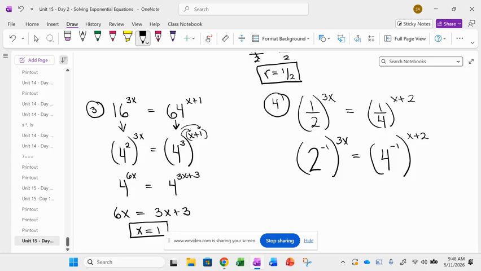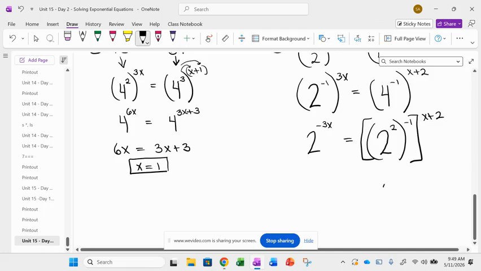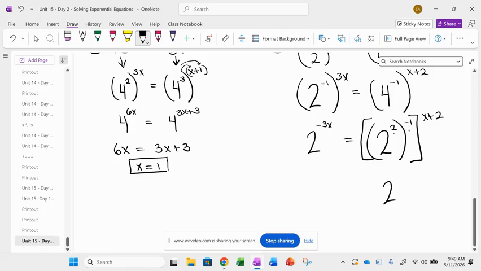Now that I was able to make my bases whole numbers, can I change 4 into a base of 2? Is that possible? Yeah, absolutely. So now I'm going to set 4 into a base of 2. So this is going to be 2 to the negative 3x is equal to 2 to the second raised to the negative first raised to the x plus 2. Power to a power we multiply. So this first becomes 2 to the negative 2 raised to the second raised to the negative first is 2 to the negative second. But then I'm going to raise that to the x plus 2 power.